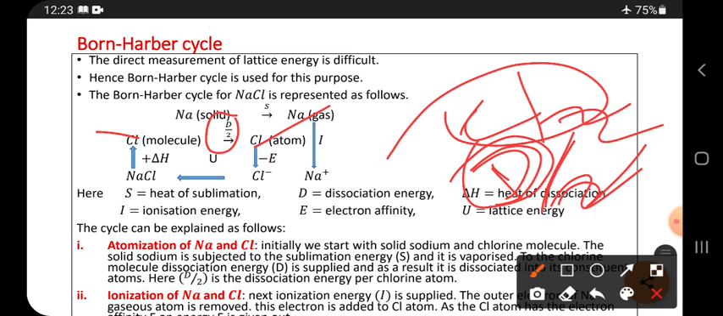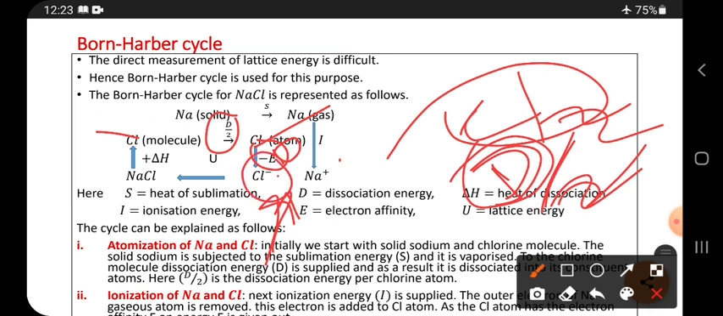Now for the chlorine atom, we have to supply an electron to it. Then it gives out energy. Given energy is negative and taken energy is positive, so this is negative energy. When we give the electron, it releases energy. That energy is negative and is called electron affinity. Then this chlorine atom is converted into a chloride ion.